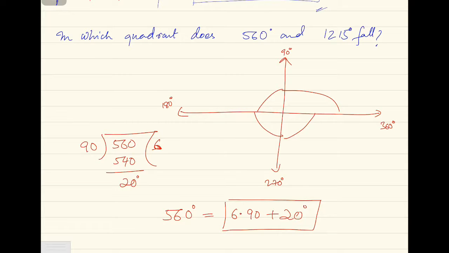So how would you now move about this quadrant? Check this out: 1 times 90 means this much, 2 times 90, 3, 4, back again 5, back again 6.